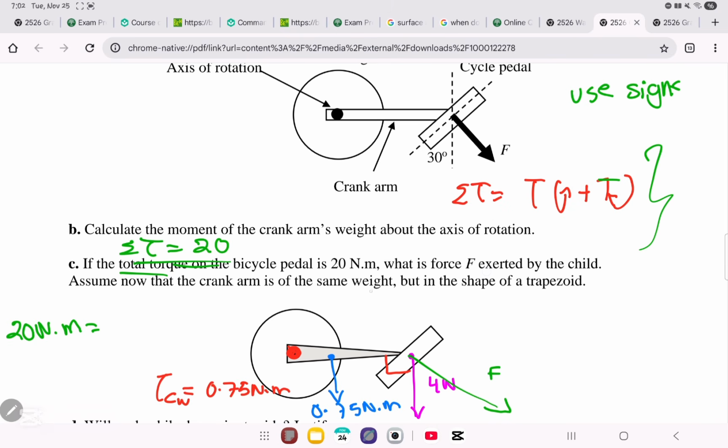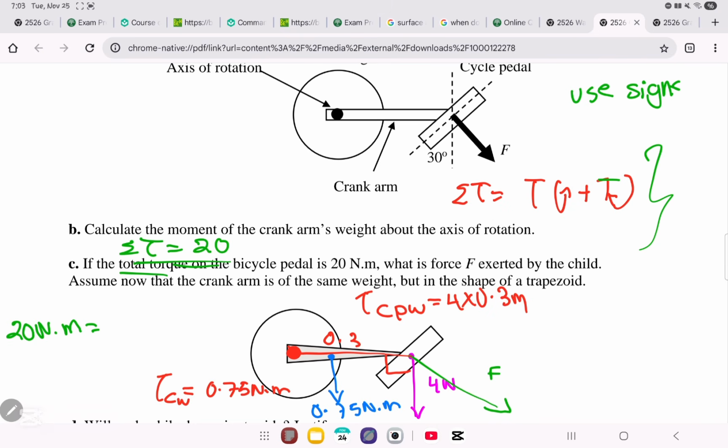Now, torque of the cycle pedal weight. It is what? It is the force multiplied by the perpendicular distance. It's perpendicular to the center of rotation. And how much was the distance of the crank arm? It was 30 centimeters. So how many meters? So 0.3 meters. So 4 times 0.3 meters.